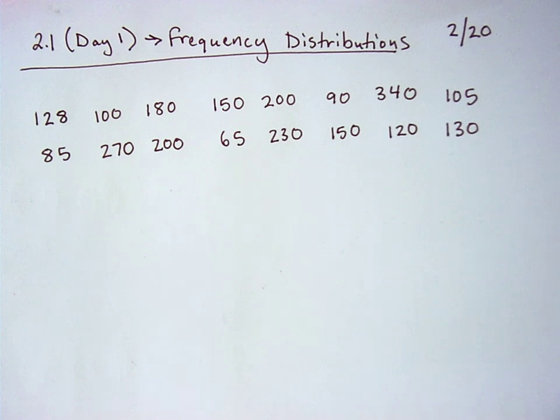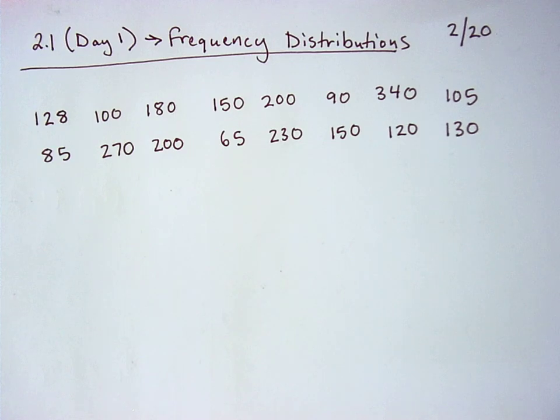Okay. Let's say that you asked people what's the most they would spend on a fancy meal. And this is what people said. Fancy meal for a couple people, we'll say. And this is the data you got.